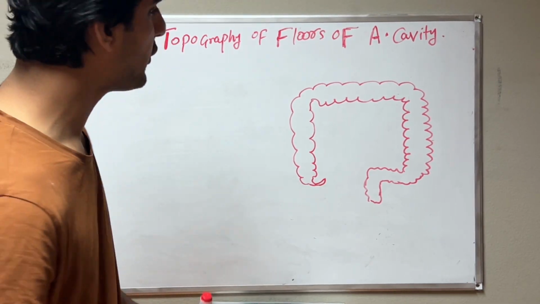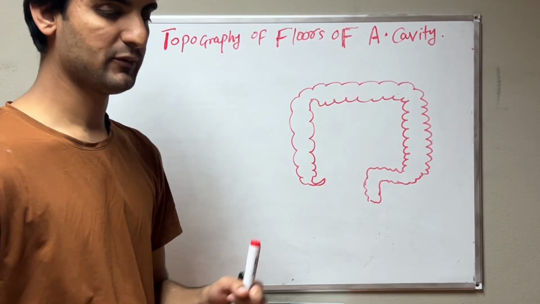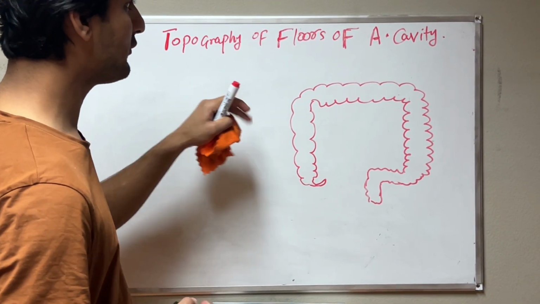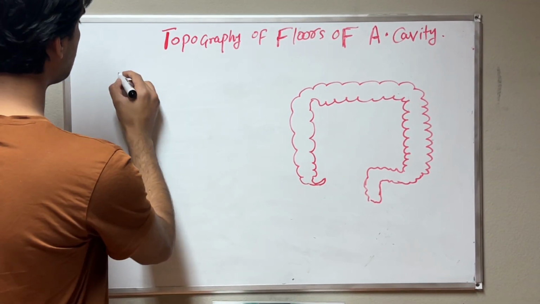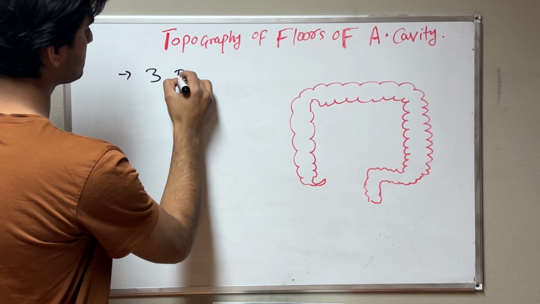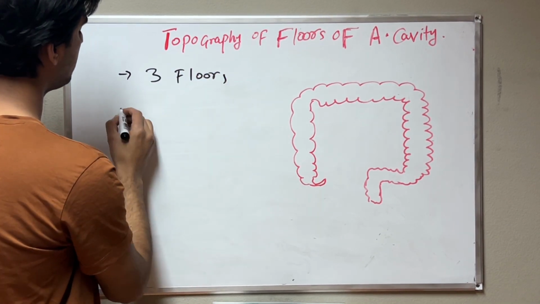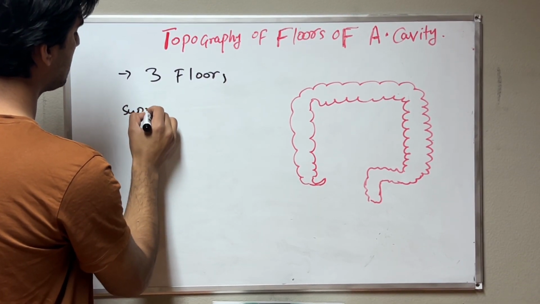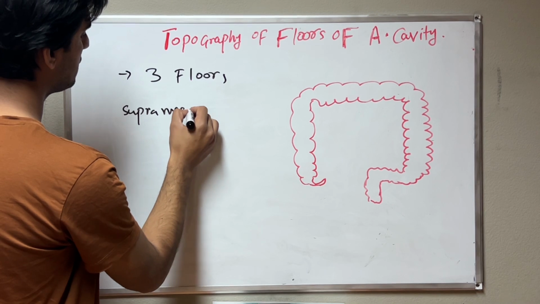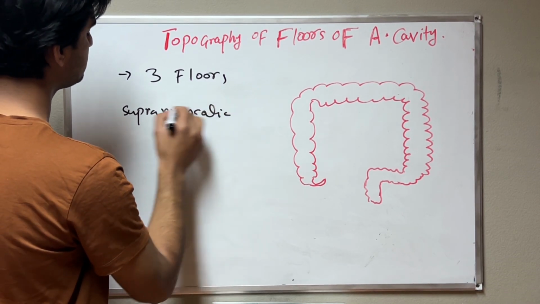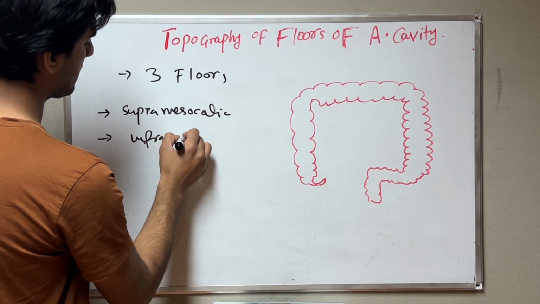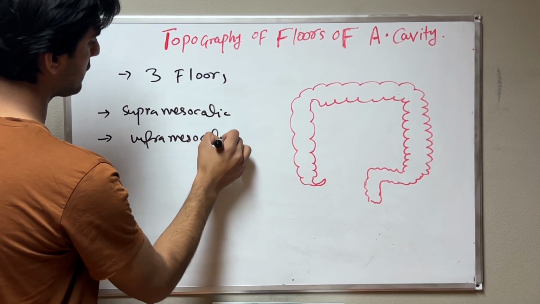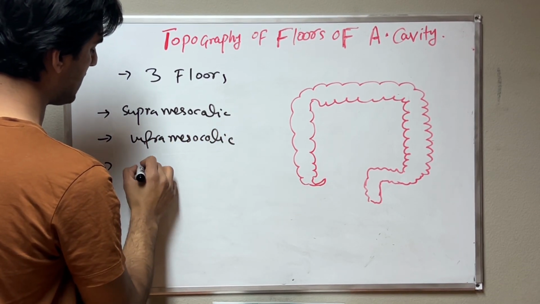We are going to discuss the topography of the floor of the abdominal cavity. The topography of the floor of the abdominal cavity is divided into three floors. Okay, three floors. First we have the supramesocolic floor. Second we have the inframesocolic floor, and third we have the pelvic floor.